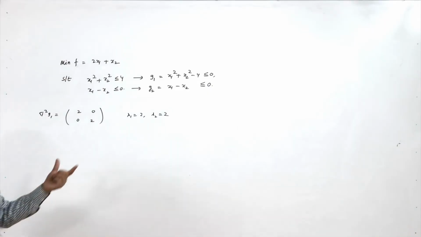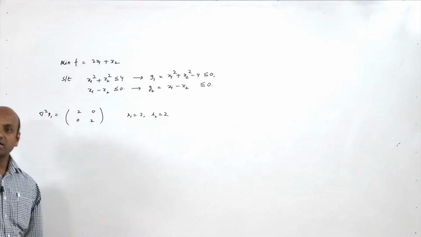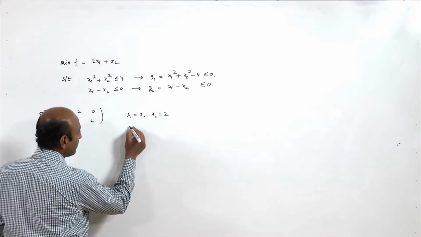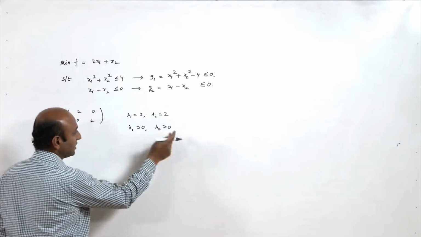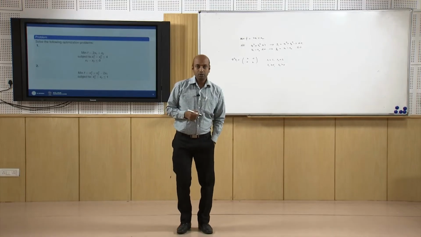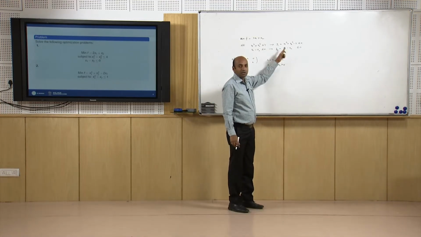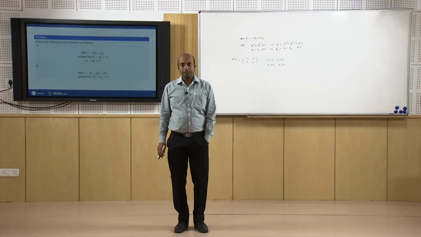You can easily see the eigenvalues of this matrix are 2 and 2, which are greater than 0. Lambda 1 is greater than 0 and lambda 2 is greater than 0. So this is positive definite, that means the function is strictly convex and hence convex. And the second constraint is a linear constraint, so it is obviously convex. Therefore, it is a convex programming problem.